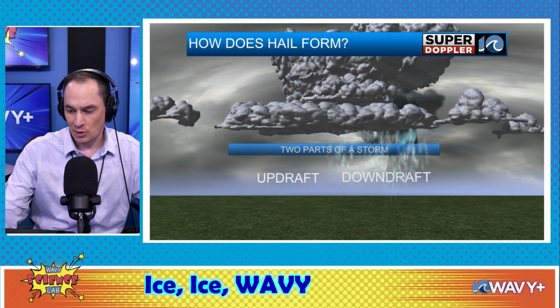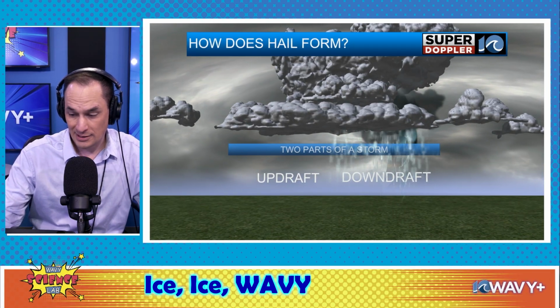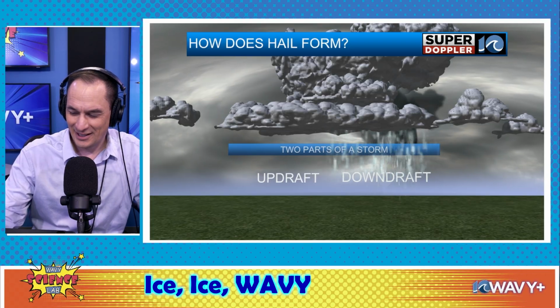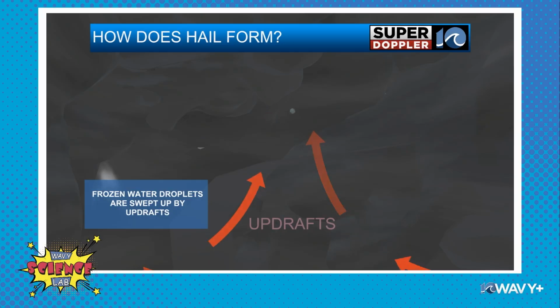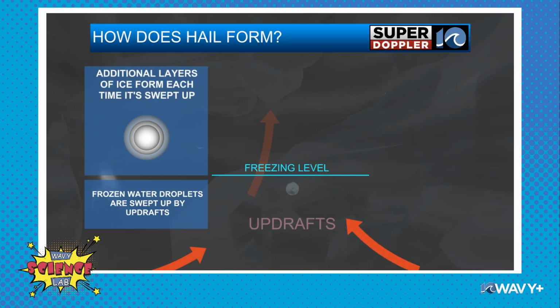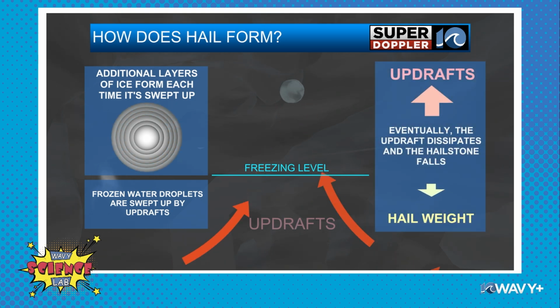All right, so that's cold weather. Let's talk about some warm weather ice. Ironically, this is hail. With hail, you get these updrafts, and the water droplets go below that freezing level, and they bounce, so they'll go up and down, and they'll melt and freeze and melt and freeze.